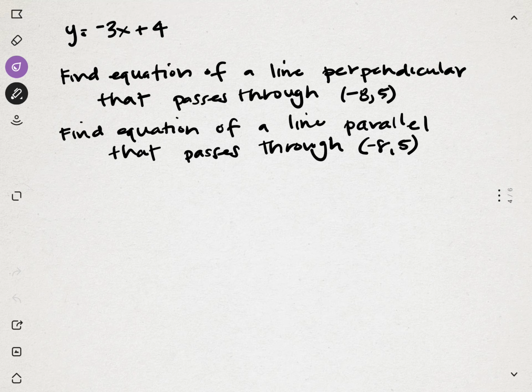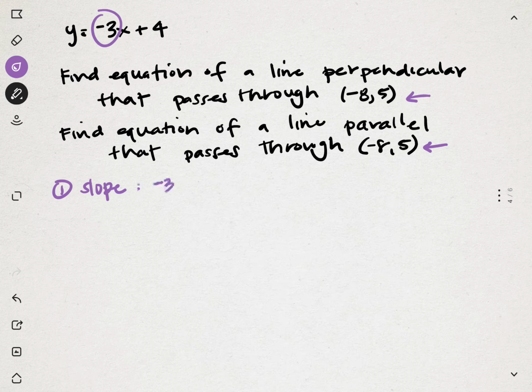All right, so now they're giving us another equation, y equals negative 3x plus 4. It's asking us to find the equation of a line perpendicular that passes through this point, negative 8, 5. And also an equation of a line parallel that passes through the same point, negative 8, 5. All right, so here's the thing. We're going to find the slope. We're going to identify the slope, which is easy. It's in slope-intercept form, so the slope is going to be negative 3 for the line that we're given.